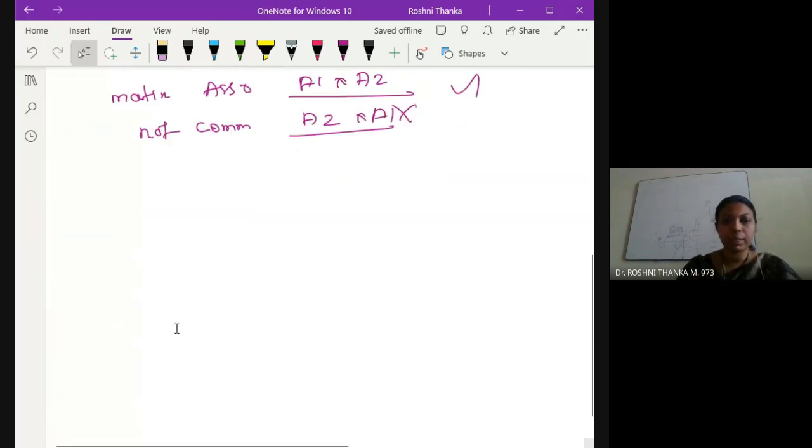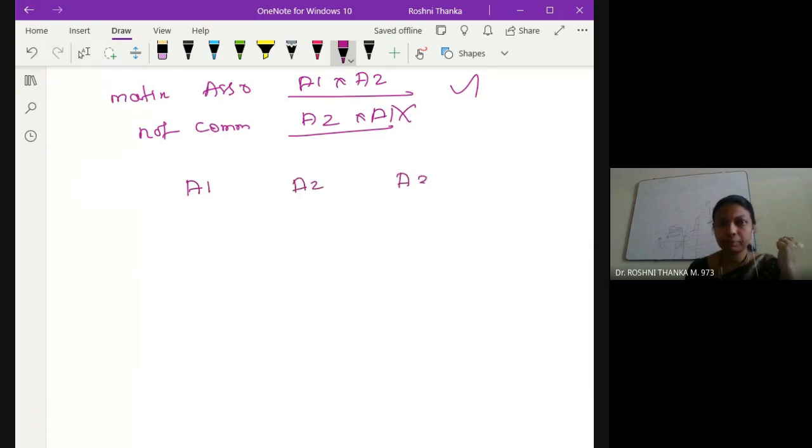Okay, so now let us move to the concept. So if you want to multiply 2 matrices, there is no other choice. Only you have to multiply A1 with A2, right? Now let's go to the other example. Let's take A1, A2, and A3. Okay, so now I have 3 matrices.